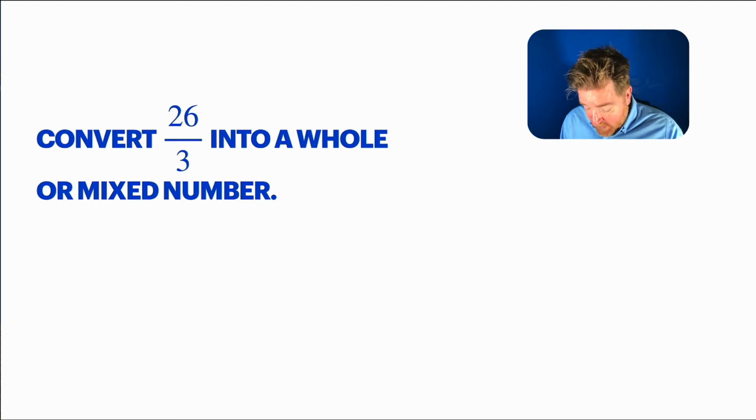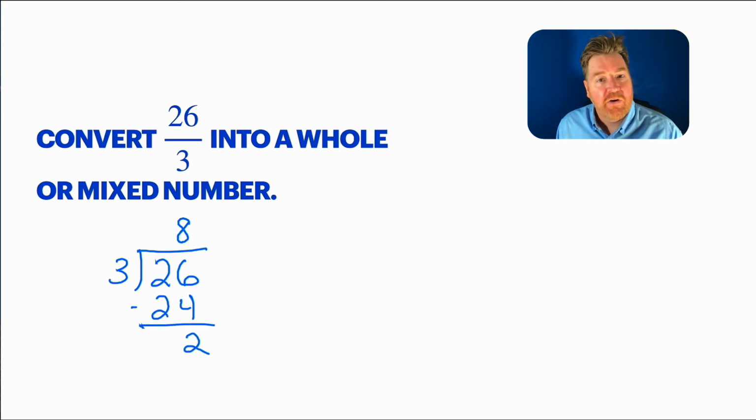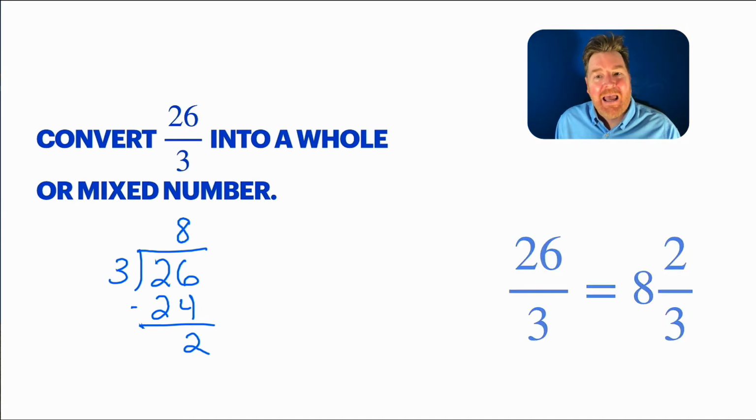Okay, well, 26/3, we know what that means. We have to take 26 and divide it by 3. So let's see, that goes in 8 times. 8 times 3 is 24, right? With a remainder of 2. So it's going to be 2 thirds, right, 2/3. So our answer is going to be 8 and 2/3. Okay, that's what 26/3 is as a, in this case, mixed number.